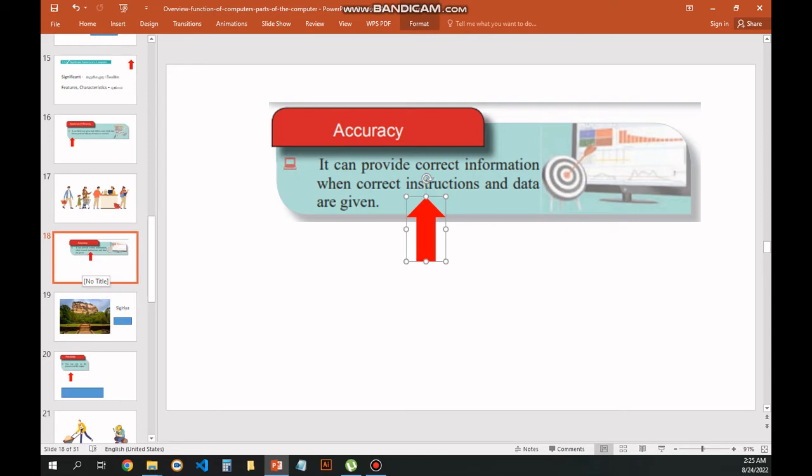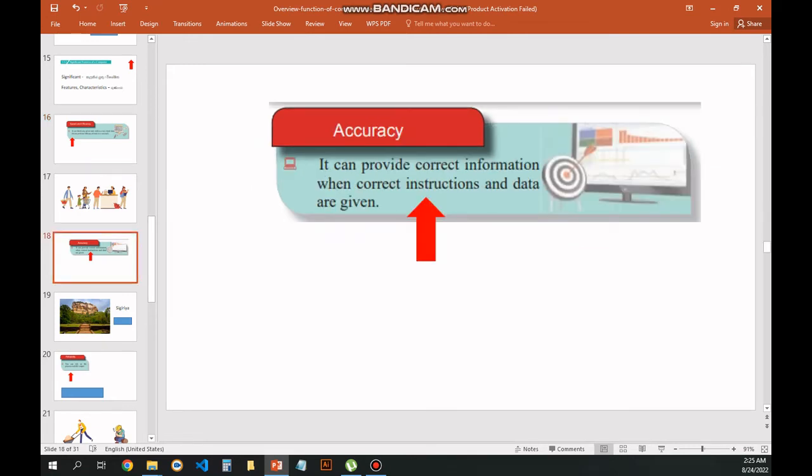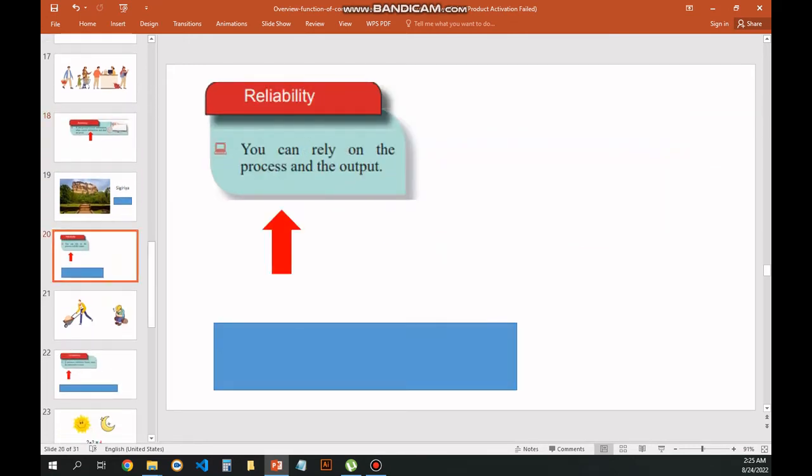So the point we discussed was accuracy. So far we discussed 2 points, 2 qualities. What was the first one? Speed and efficiency. Then the next one is accuracy. Okay, move to the third point, reliability. Okay, here let's try to read. You can rely on the process and the output. What do you mean by this? Reliability, you can rely on the process and the output.